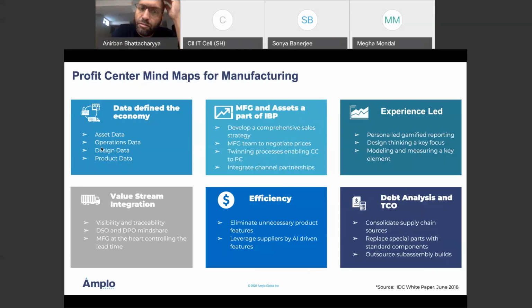Yes, Anirban. So the next question is from Mr. Arun Gupta. He's asking, is Industry 4.0 only for manufacturing or for the service industry too, and other customer related sectors, even in software development?